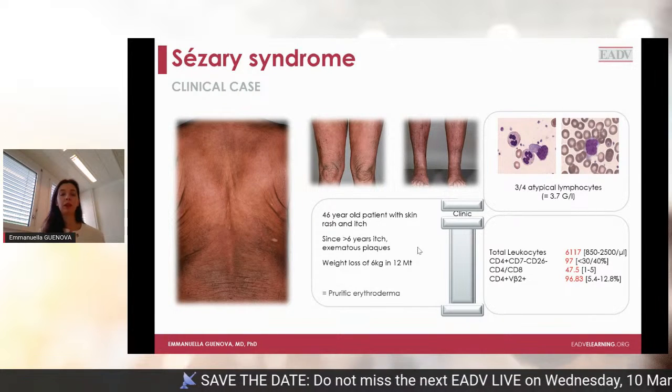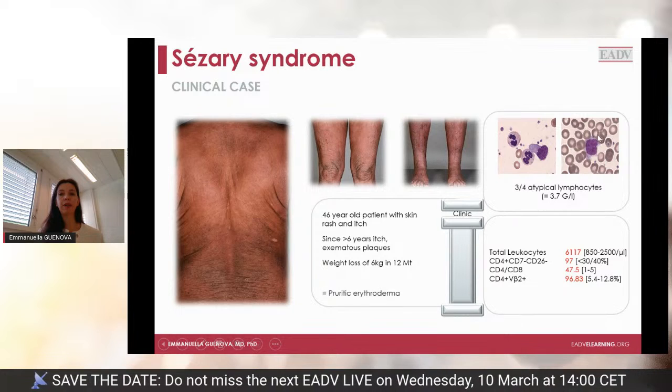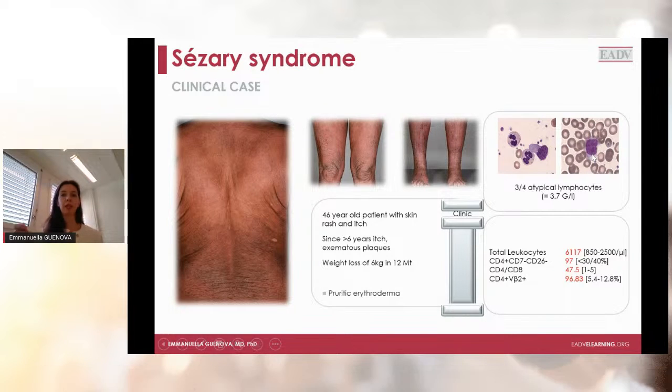The prepared mind will quickly look for either atypical aberrant lymphocytes in the blood smear, or will detect elevated leukocytes in the blood, and aberrant loss of CD26, CD7 above 30 or 40%. Strongly elevated CD4-CD8 ratio, 47%. The range is 1 to 5. And if you go further, you can even detect on flow cytometry the aberrant V-beta-2 positive clonal population, which makes the diagnosis of Sézary syndrome very, very clear.